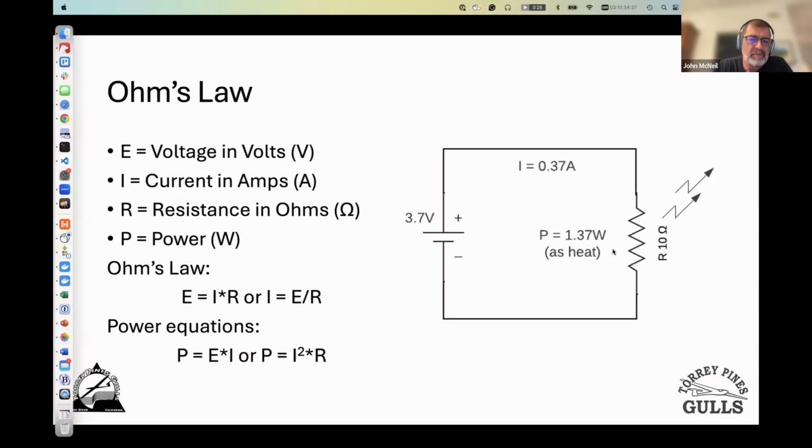An old incandescent light bulb is 100 watts. You can't touch it. A modern LED replacement is 7 watts. And that's a little warm, right? Just to give you a sense of what a watt is.